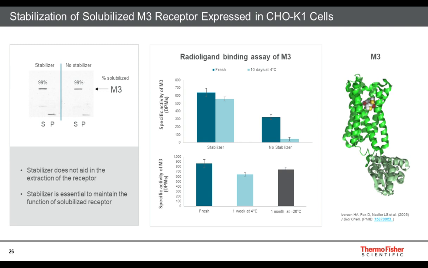The presence of the stabilizer is absolutely required to maintain active receptor during storage at 4 degrees over 10 days, or at up to 1 month at -20 C. You can see that in this case, storage of those receptors remain stable and retain greater than 75% of the initial activity. This reagent adds significant flexibility with respect to time and allows for follow-up experiments that would normally require a new preparation on a day for each assay.